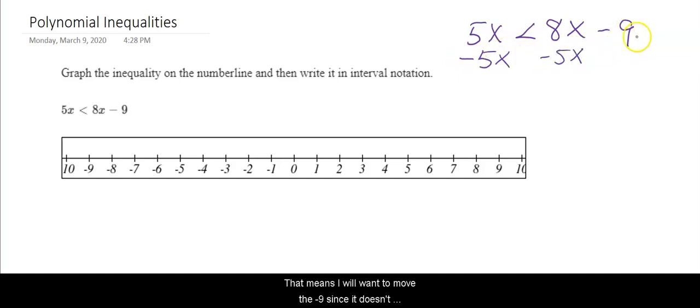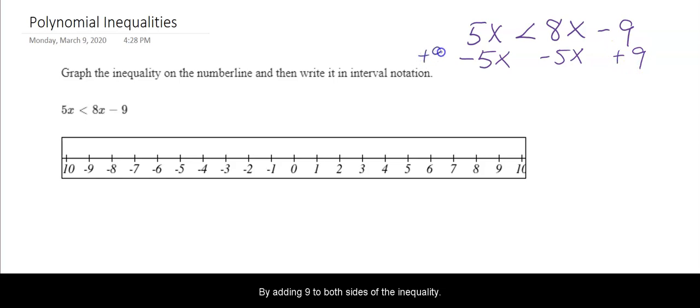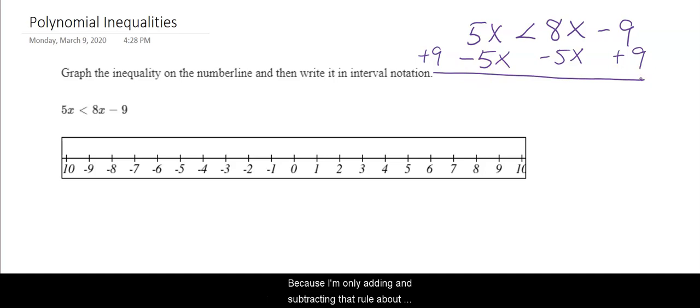That means I will want to move the minus 9, since it doesn't have x attached, by adding 9 to both sides of the inequality. Because I'm only adding and subtracting, that rule about reversing the symbol does not come into play. This gives me 9 is less than 3x. This means now that when I divide, I will be dividing by a positive 3, not by a negative 3.